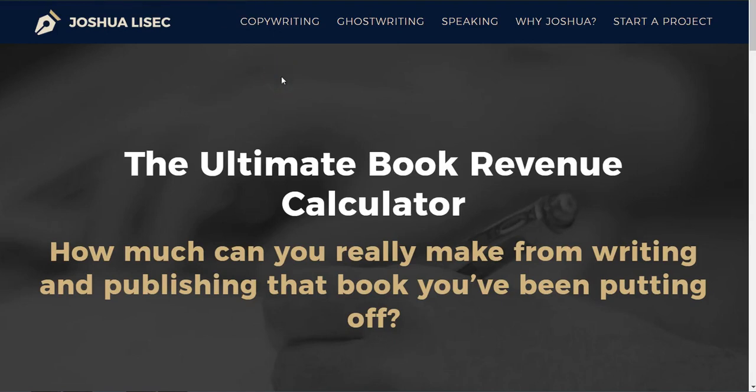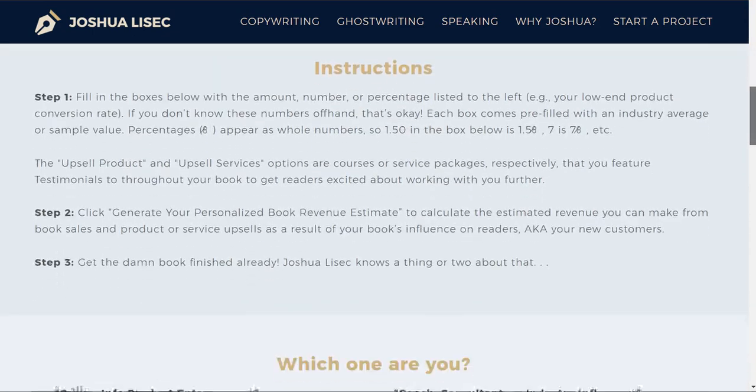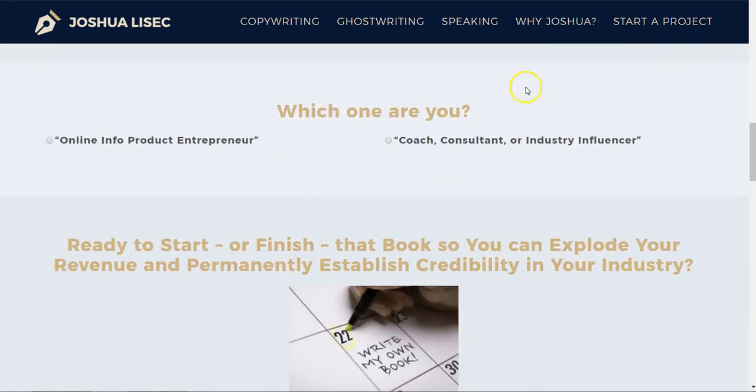All right, so you want to know how to use the Ultimate Book Revenue Calculator and find out how much you can really make from writing and publishing that book you've been putting off. Well, let's take a look here. First off, following the instructions, let's start here.